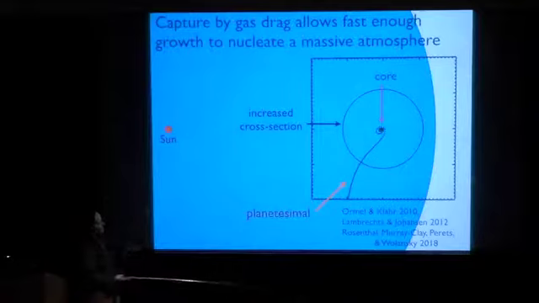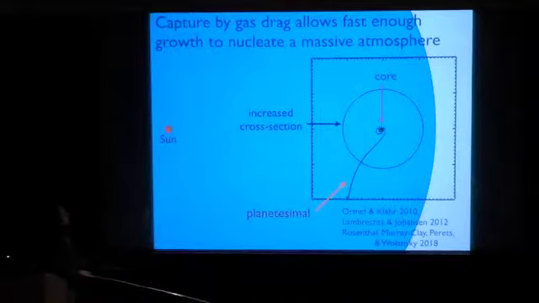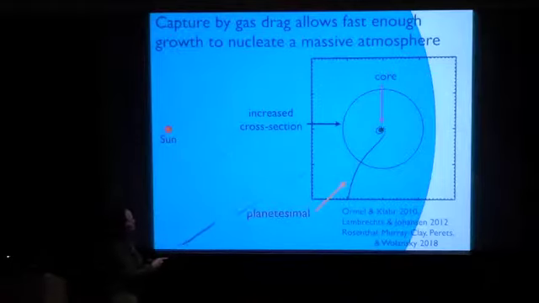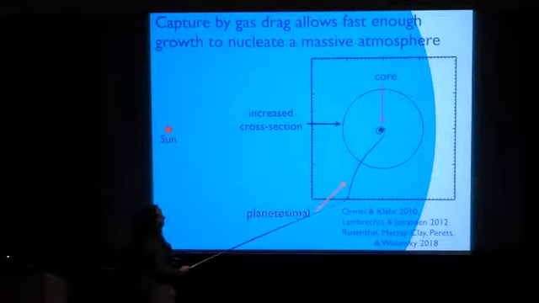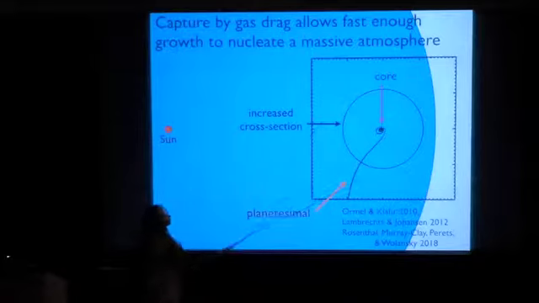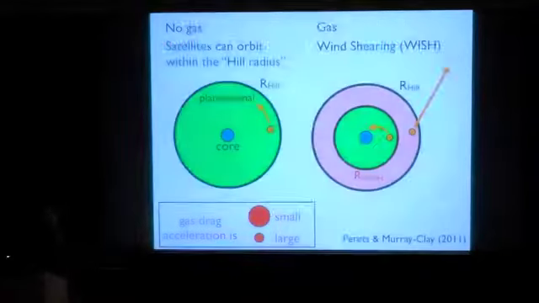And this is appealing to capture by gas drag of a growing core. So we call this gas-assisted growth. It's often called pebble accretion. And the basic idea is that if you have a little small planetesimal, it drifts into that Hill radius or a modified Hill radius around a core. It can come in, and gas drag can cause it to lose the relative kinetic energy with the core, and it will fly in and be accreted.